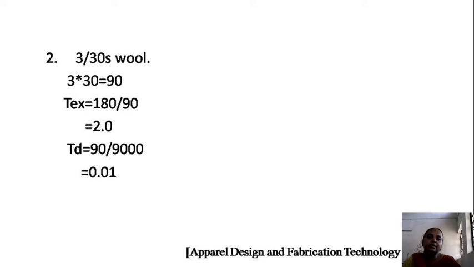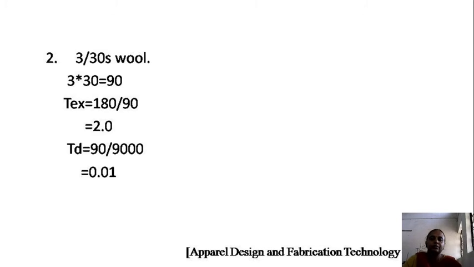Next problem is 30 divided by 30 S wool. You have to calculate the yarn count. Here, 30 divided by 30 S, you have to convert this first: 3 into 30 is equal to 90. Tex formula is 180 divided by 90, that equals 2, and the tex value is 2. And in the denier, 90 divided by 9000, that is the wool denier, TD is denier 0.01.